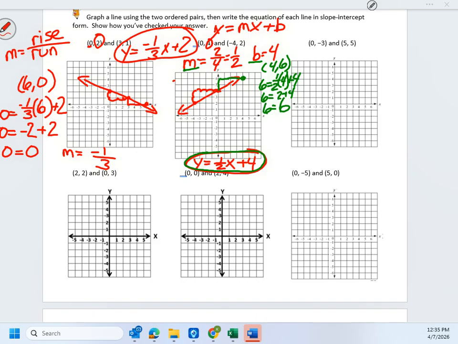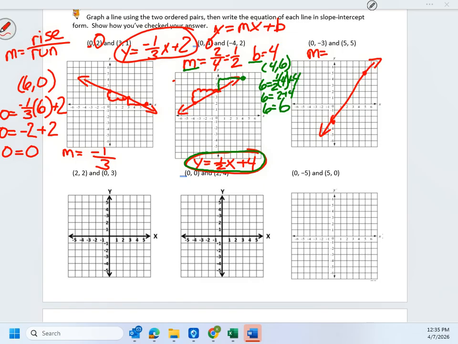Let's look at our next one. What's my first step? Grace. Plot the ordered pairs. 0, -3, 5, 5. Next step. Ellie. Find the slope. So, am I going up or down? Up. I go from the left to the right, I'm going to be going up. What does that tell me about my slope, Gavin? It's going to be a positive slope.